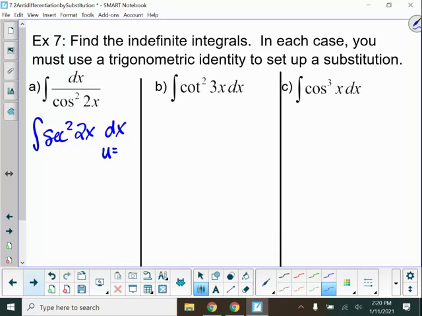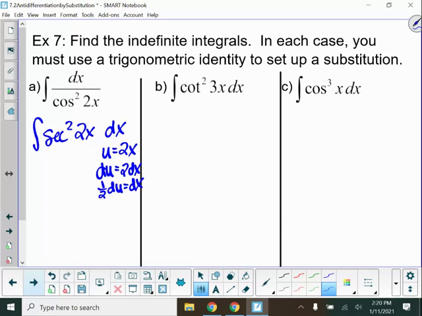So I'm going to go through the u process here, but I'm just going to let u be the 2x. I can't let it be the secant because I don't have the derivative of secant, which is secant tangent, in my problem. So I want to keep this as simple as possible because, again, I do know how to take the antiderivative of secant squared. du is going to be 2 dx. So half du is going to equal dx.